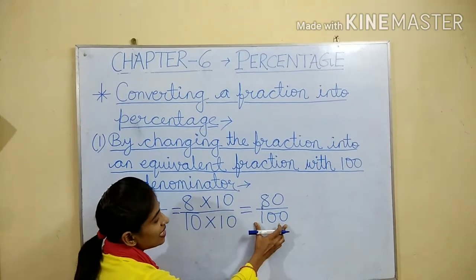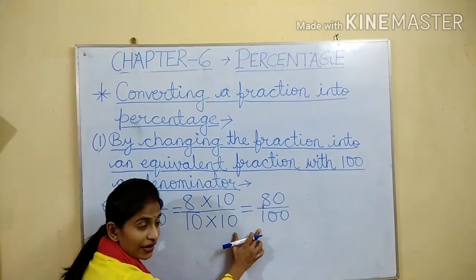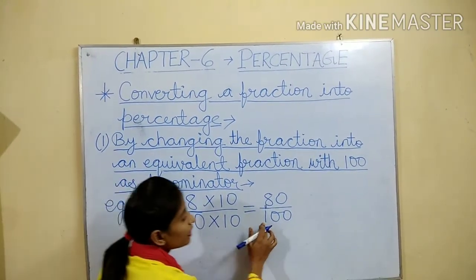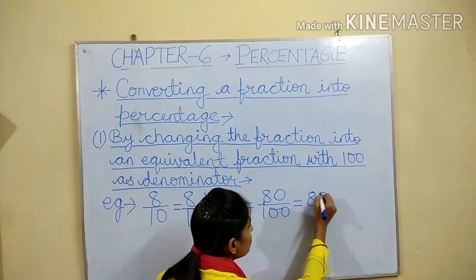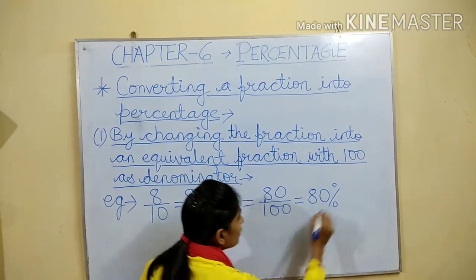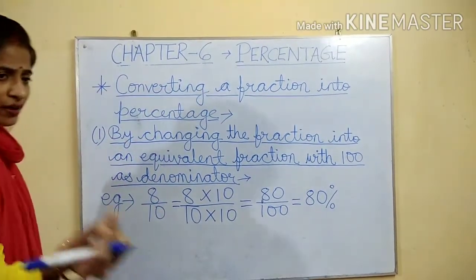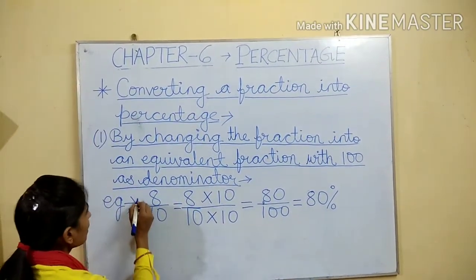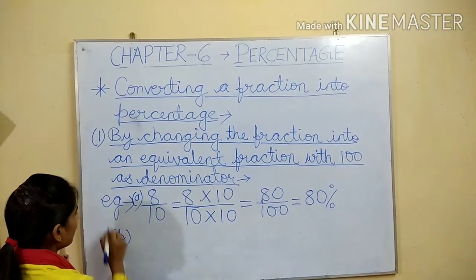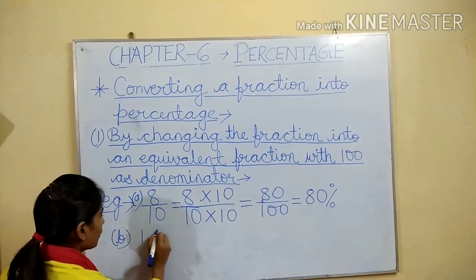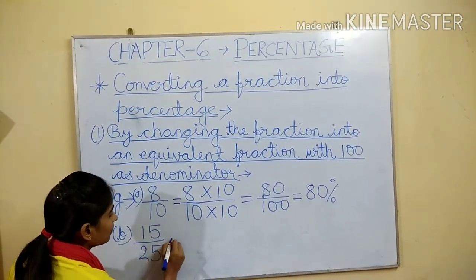Now we can see this one is the fraction with denominator 100. And a fraction with denominator 100 can be represented as percentage 80%. Okay. One more example. This one is example number A. Now example number B. 15 by 25.